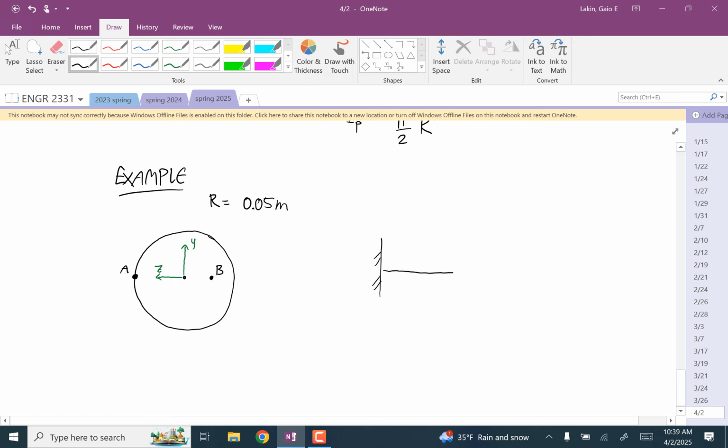And let's say, oh my God, that's a huge torque. I'm going to go smaller than that. Let's say we have a 1,000 Newton meter torque at the end. And we want to calculate the stress tensor at A and the stress tensor at B.